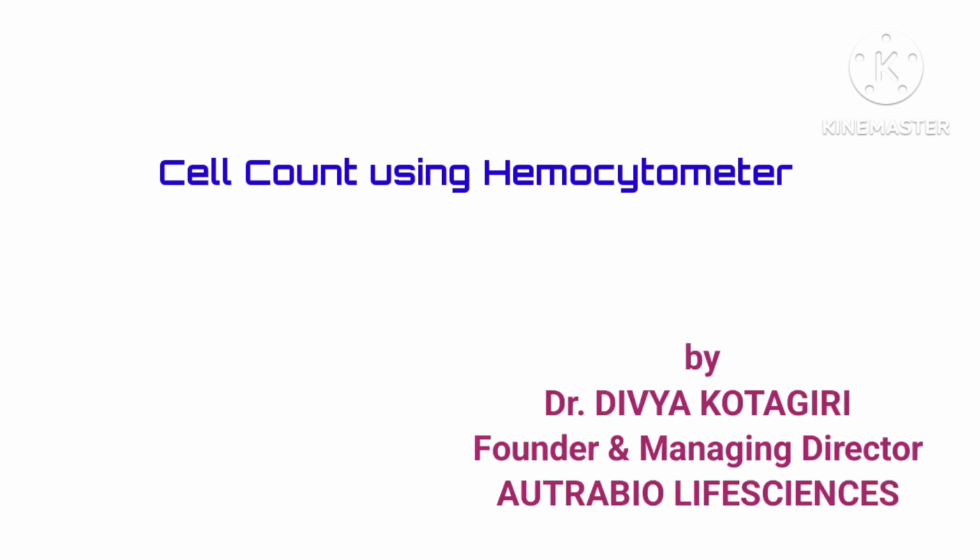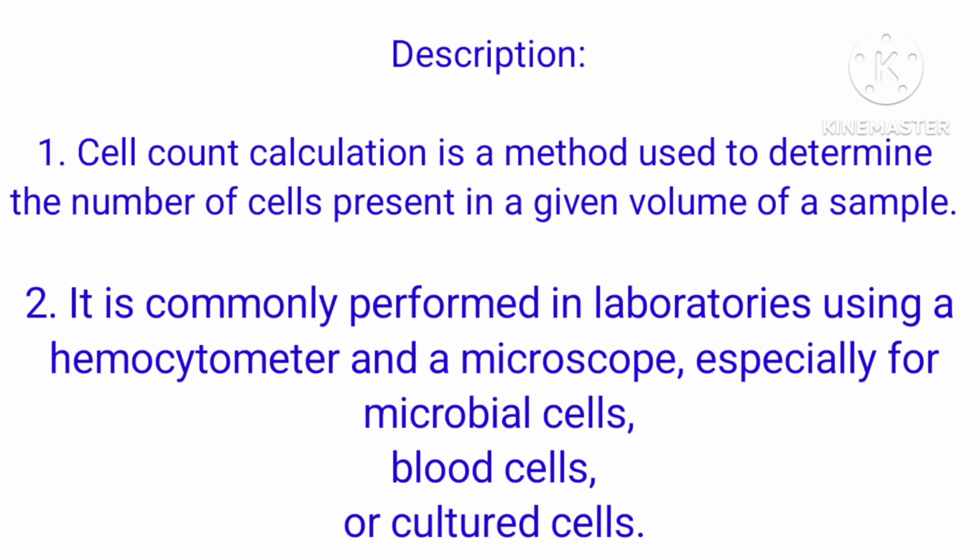Hello everyone. In this video, let us see how to count the cells using a hemocytometer. It is one of the basic techniques that a cell culture professional should definitely know. This cell count technique is used to determine the number of cells present in a given volume of a sample, and it is most commonly performed in laboratories using a hemocytometer and an inverted microscope, especially for microbial cells, blood cells or cultured cells.